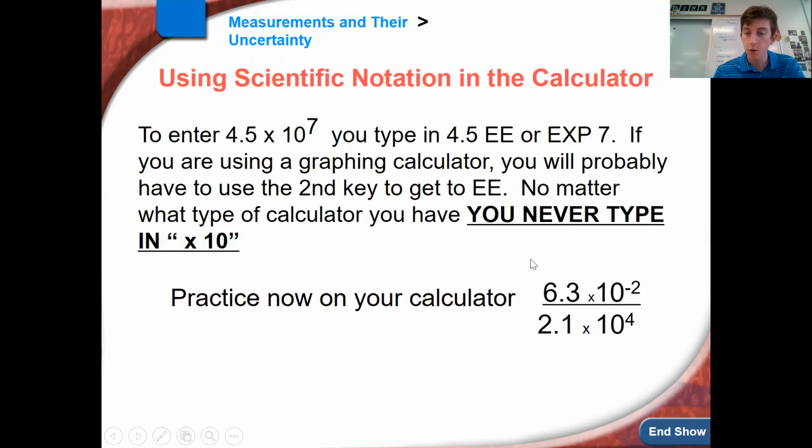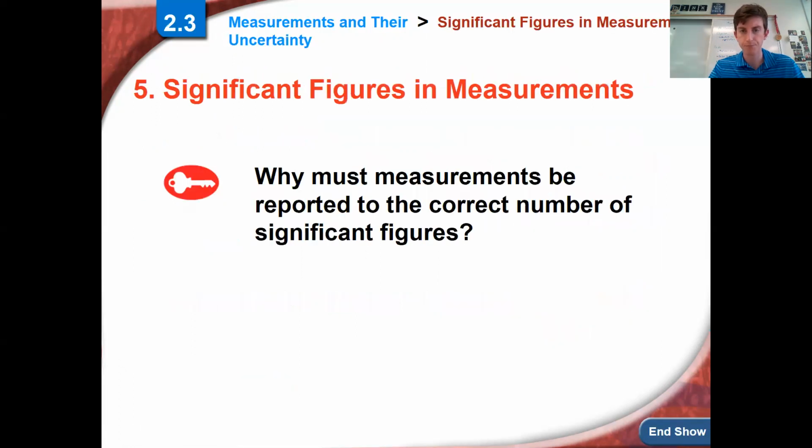So if you were to do this problem down here in the corner on your calculator, you would type in 6.3 E negative 2, then divided by, and just hit the divided by sign, 2.1 E4, and you're good to go. You don't have to worry about order of operations or whatever. If you actually type in times 10 raised to the 7th, you have to use a whole bunch of parentheses and all that sort of stuff, and it gets messy. So I just want to put this in here so that you know for sure and it doesn't get too confusing. All right, that's it for this video.